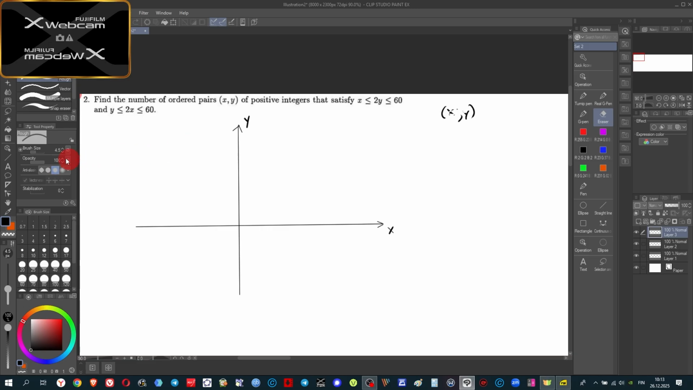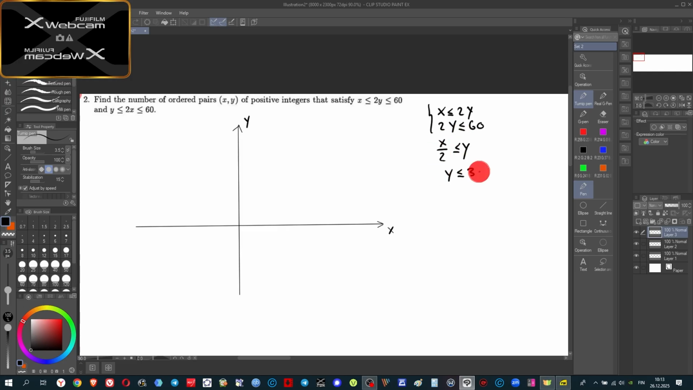So when we want to work with the first one, it makes a lot of sense to separate it, because it is actually two different inequalities. The first one looks like x less or equal than 2y, and the second one looks like 2y less or equal than 60. Therefore, here we have y is greater or equal than x over 2, and here we have y is less or equal than 30. This is it. So let's draw each of these inequalities on our plane.